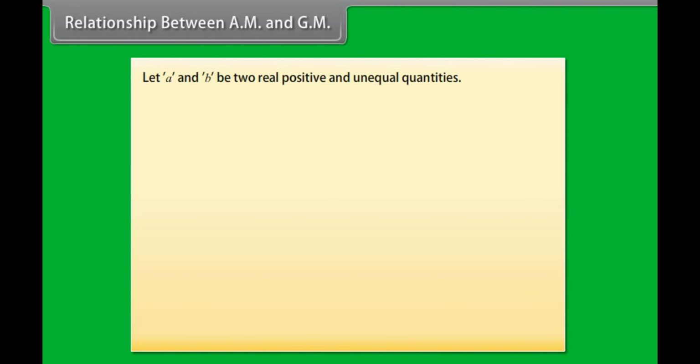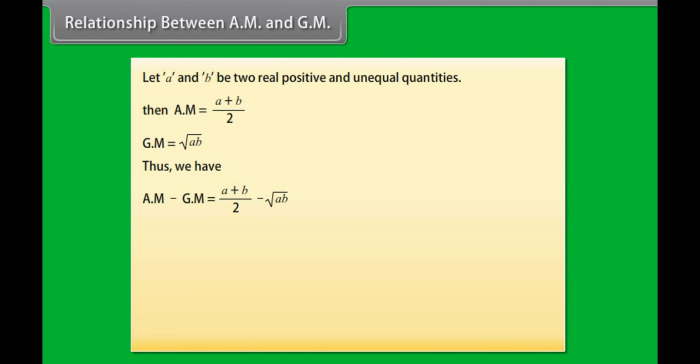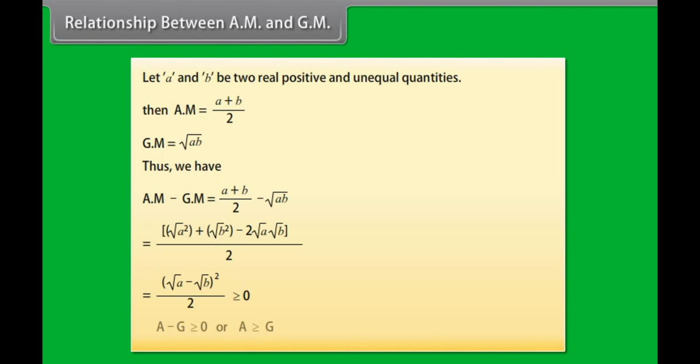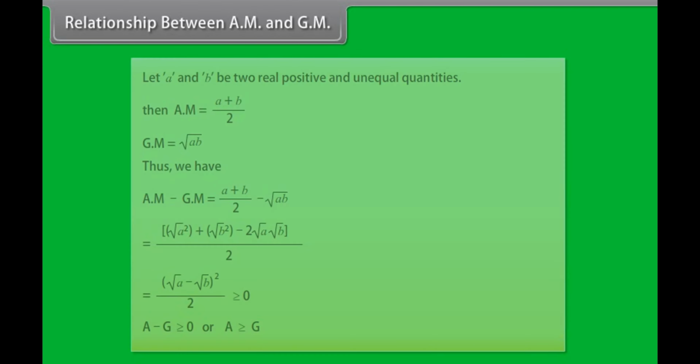Relationship between AM and GM. Let A and B be two real, positive and unequal quantities. Then, arithmetic mean is equal to A plus B divided by 2. Geometric mean is equal to square root of AB. Thus, we have arithmetic mean minus geometric mean is equal to a plus b divided by 2 minus square root of ab. On solving, it is found that the difference is greater than or equal to 0, and A is greater than or equal to G.